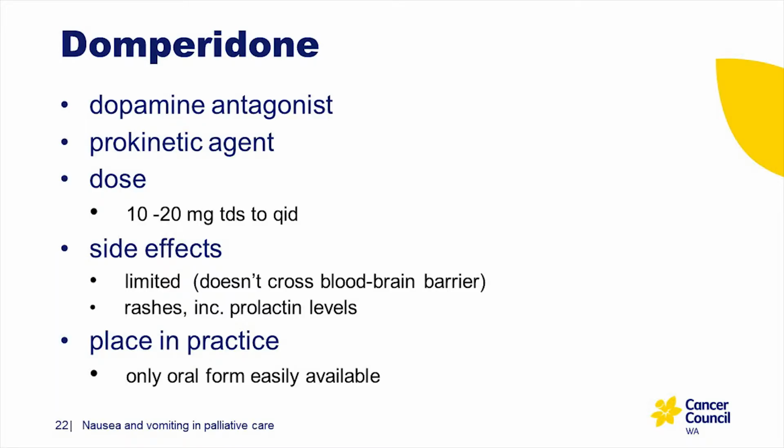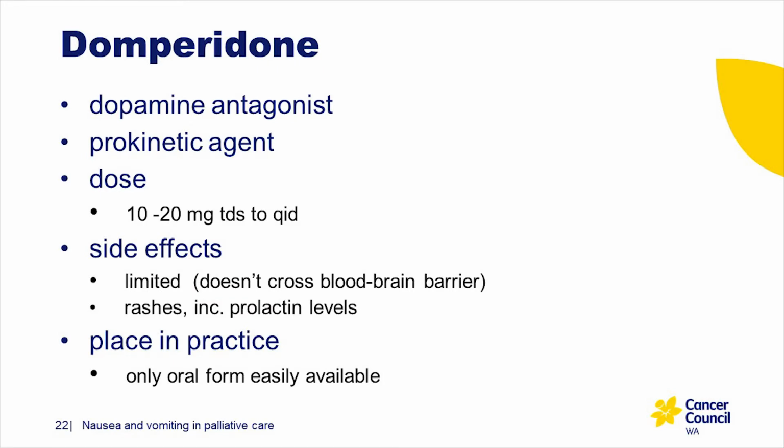Domperidone is very, very similar to metoclopramide, except that it only becomes available in an oral formulation, and the most important note is that it doesn't cross the blood-brain barrier, so therefore it doesn't have extrapyramidal effects, making it one of the only antiemetics we have for controlling nausea and vomiting in people who have Parkinson's disease.